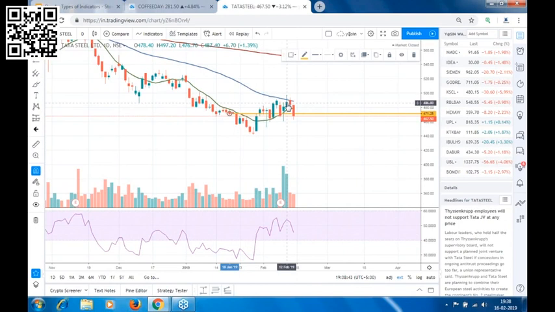It has made a high of 497. We gave two targets, 478 to 482 and 490 to 495, and both our targets were achieved in how many days? 1, 2, 3, 4, 5, 6, 7, 8 or 9 days. Both the targets were achieved.